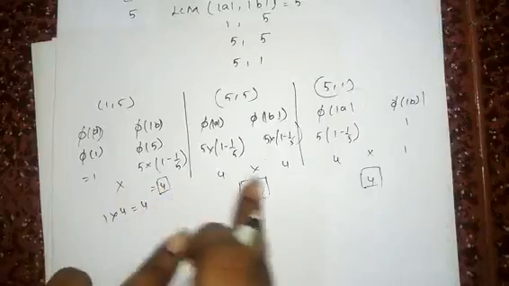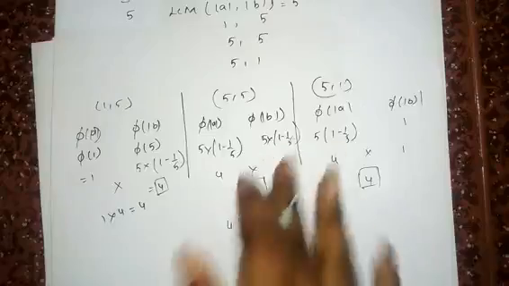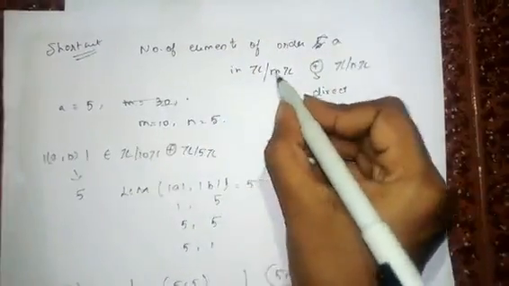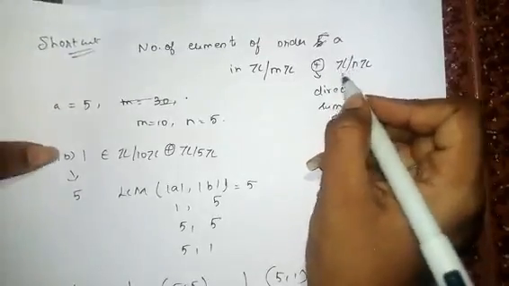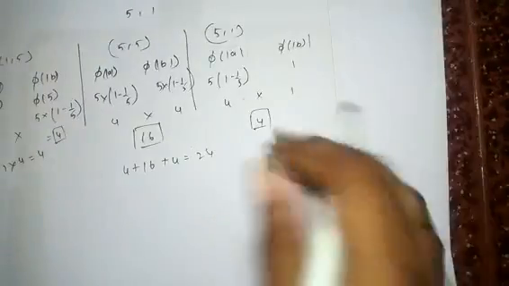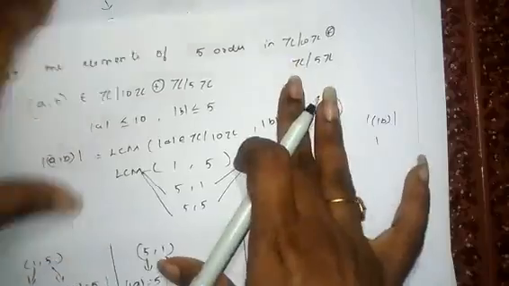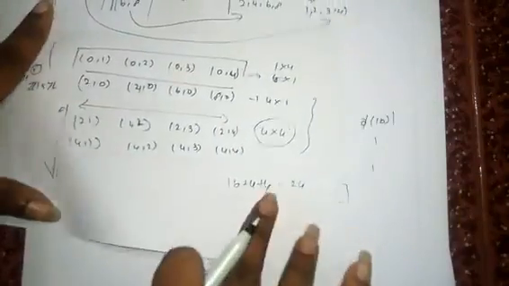So if I add 4, 16 and 4, it gives the number of elements of order 5 in Z modulo 10 Z direct sum Z modulo 5 Z, which is 24. You can check the previous lecture's answer. It is the previous lecture and the answer is 24.